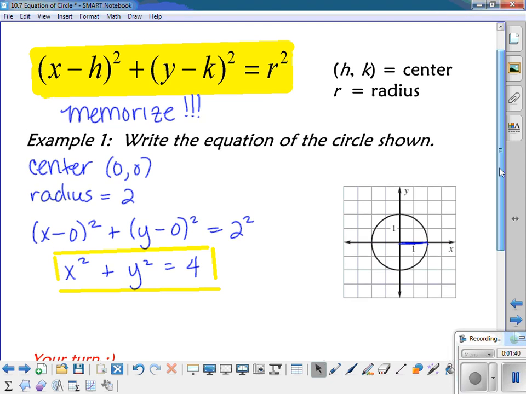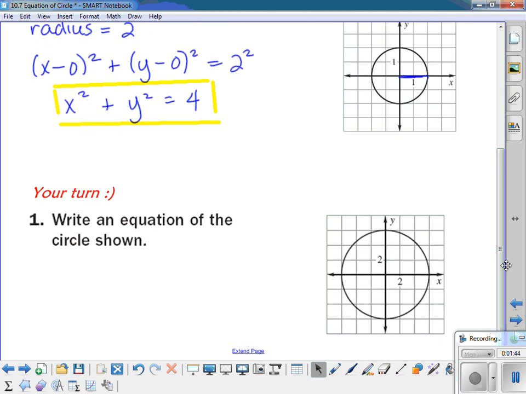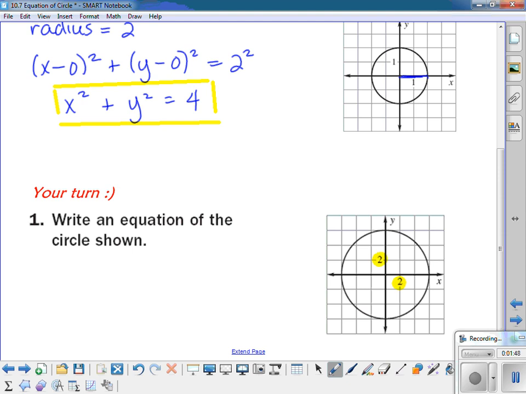Okay, so on your whiteboards, I want you guys to write the equation for this circle. Notice that each of the lines is worth 2, though, so be careful. And same thing when you guys do the work in the book. Sometimes they make the lines worth more than just 1 unit, so.